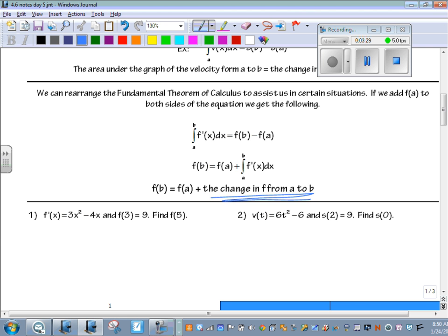So this can work on a regular function too. I know I'm trying to connect it to real-life scenarios, but if we're just talking about a function, if we start at this y value and we add the change in the y value during this time, we're going to get this y value.